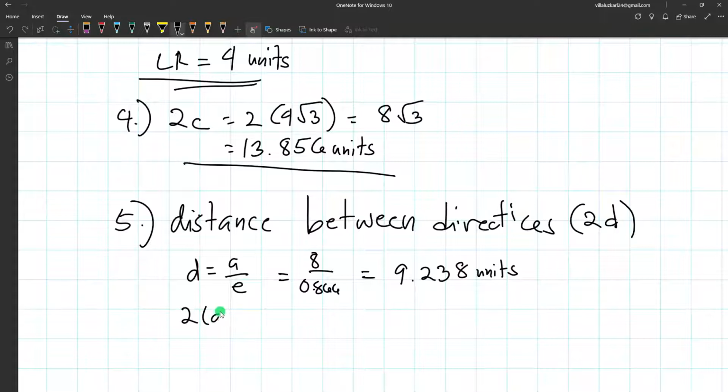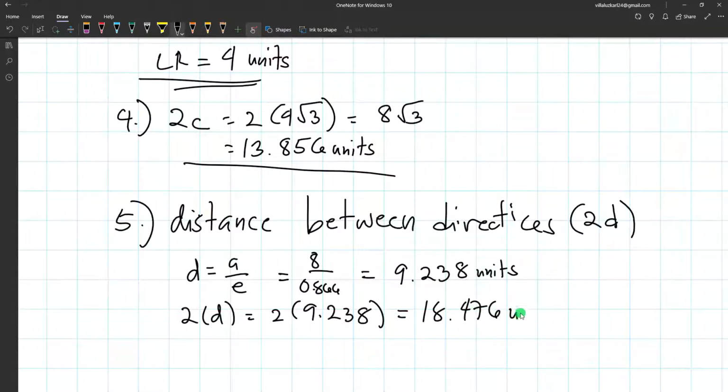Now going back here, we have 2D. 2D equals 2 times 9.238 equals 18.476 units. Okay, that's your answer.